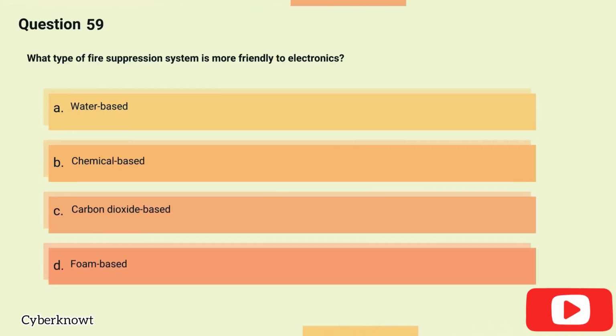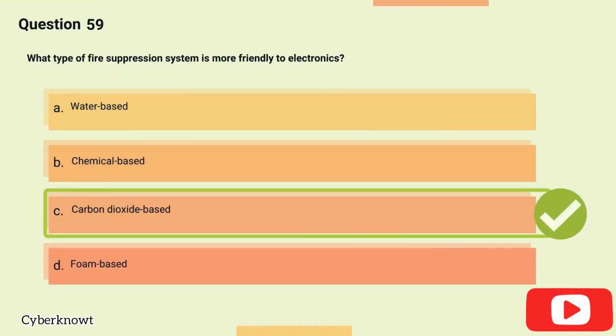Question 59. What type of fire suppression system is more friendly to electronics? Option A. Water-based. Option B. Chemical-based. Option C. Carbon dioxide-based. Option D. Foam-based. The correct answer is option C.